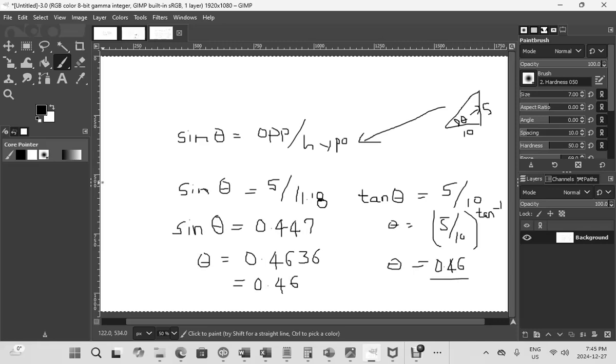So this is basically how you use your trig functions as well as your Pythagorean theorem to figure out your sides as well as angles for a right angle triangle.